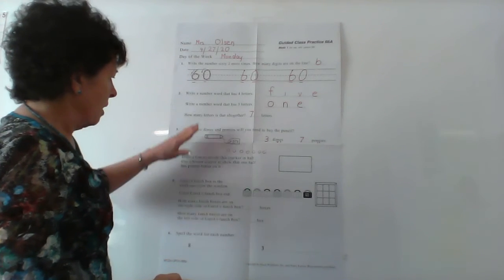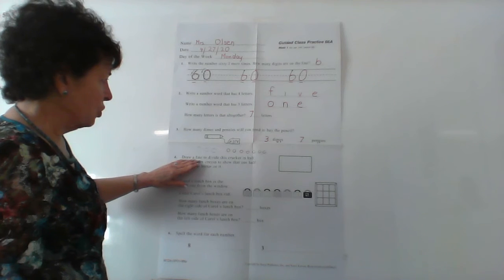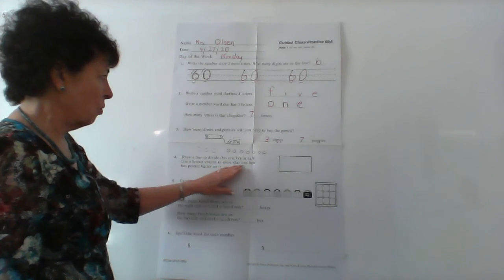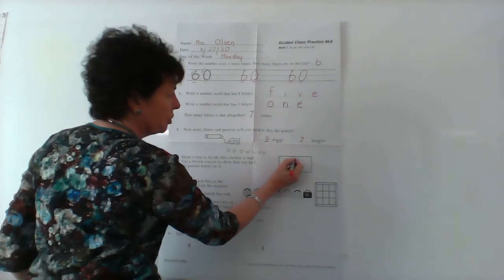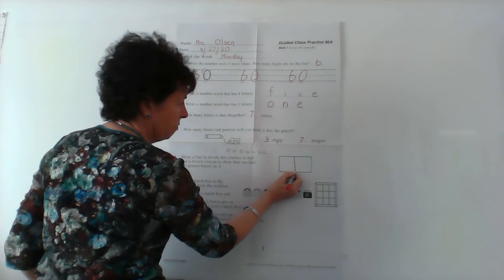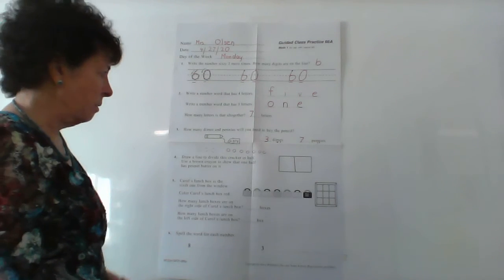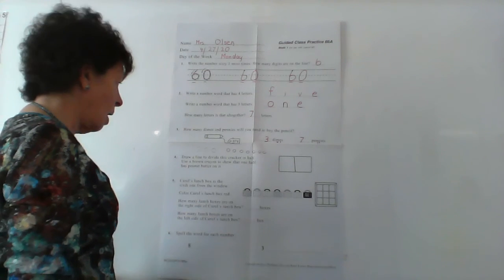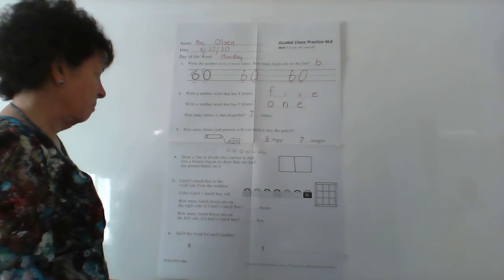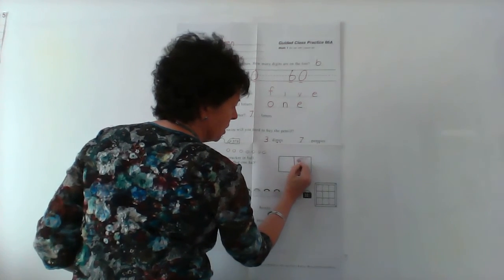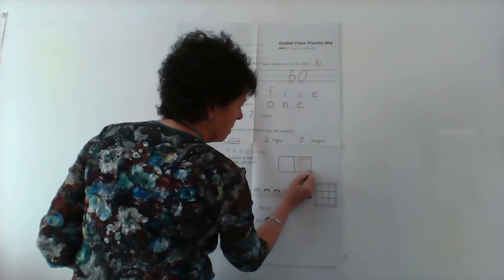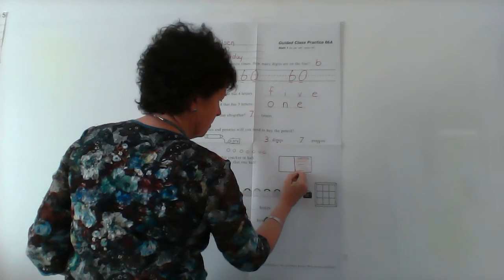All right. The next thing down says, draw a line to divide this cracker in half. This got a little confusing for some of you. You were drawing a shape inside this box. They just wanted you to divide the box in half. You don't have to draw anything inside. And then it says, use a brown crayon to show that one half has peanut butter on it. There you go.